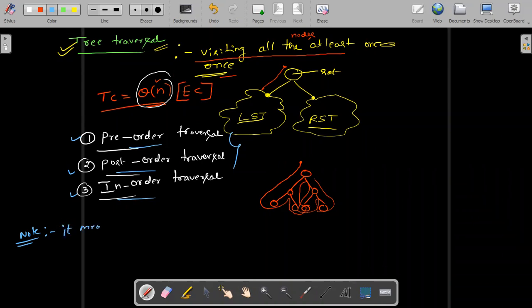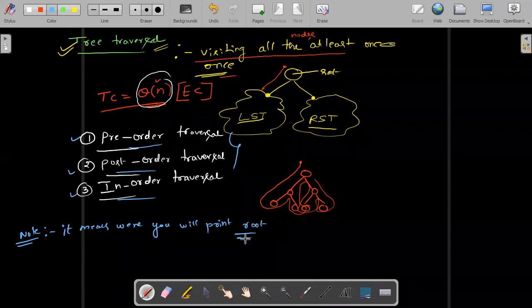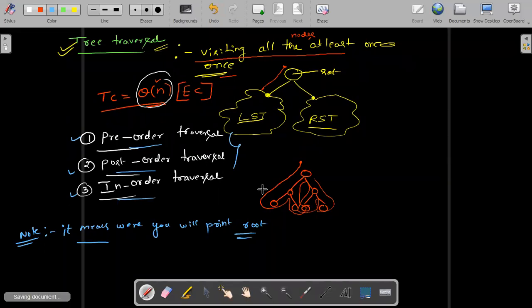Tree traversal means where you will print the root. Please understand, take the note. You move here and print the node. This is the root. Again you come here, and this is a root too. You print this one like that.